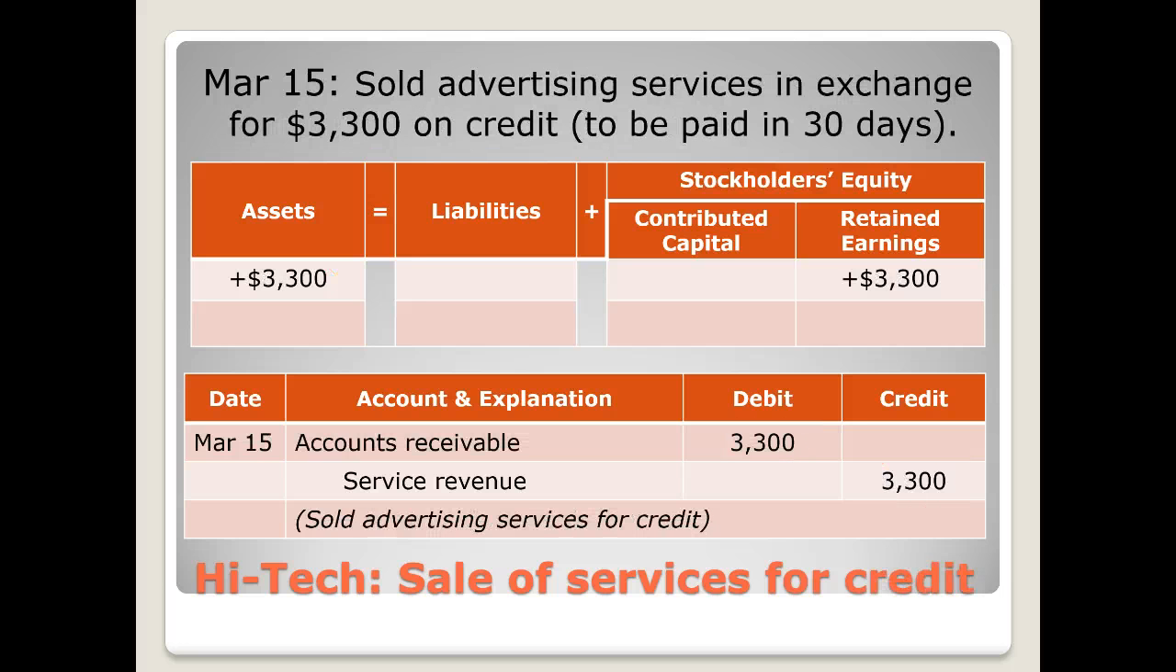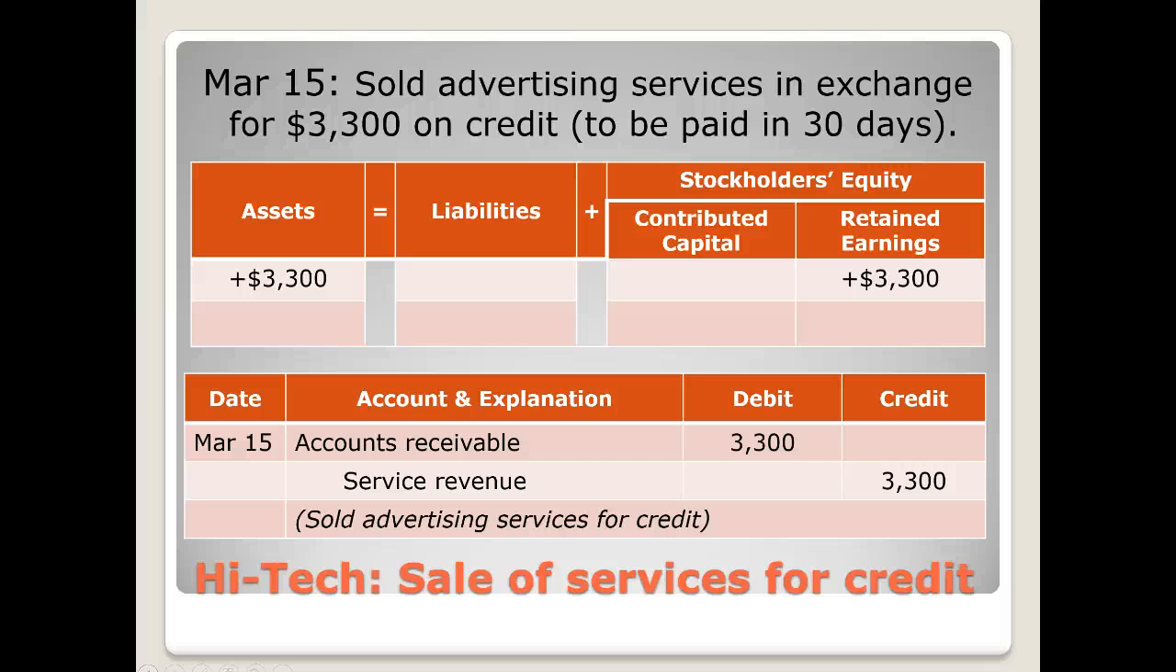Let's go to the next transaction, transaction 7. The company sold advertising services, once again doing normal day-to-day selling, this time in exchange for $3,300 on credit to be paid in 30 days. So the company they sold to did not pay them cash immediately. They've agreed to pay within 30 days. Now, this one's already filled in for us, so let's check it out.